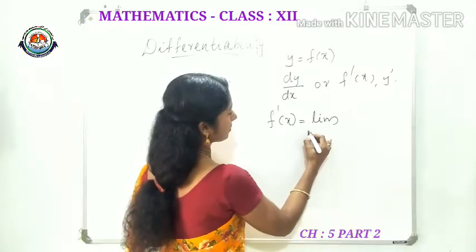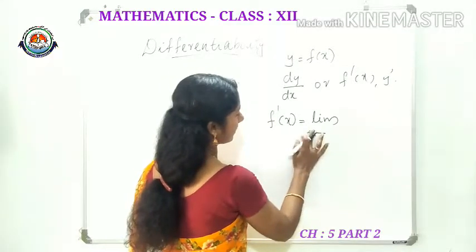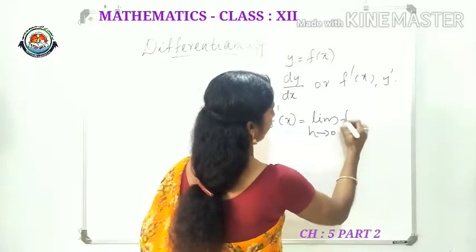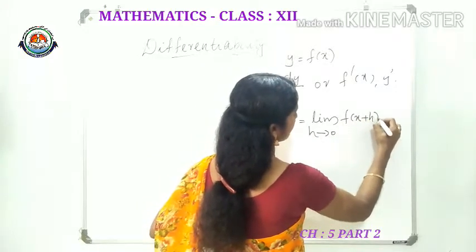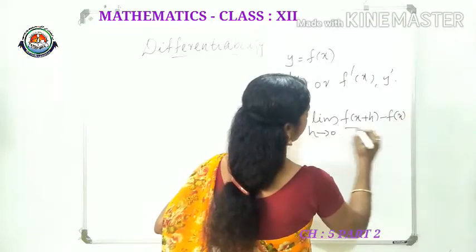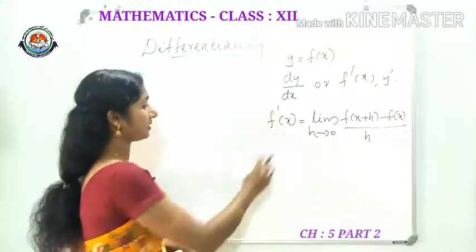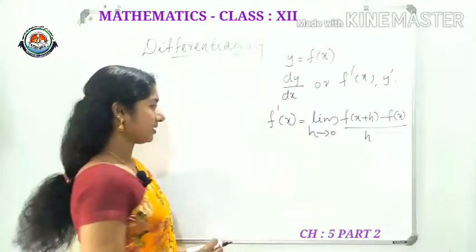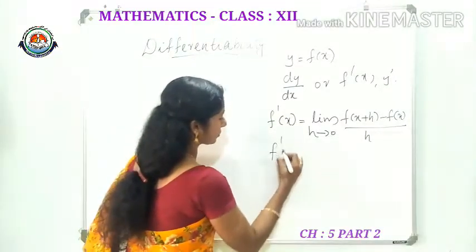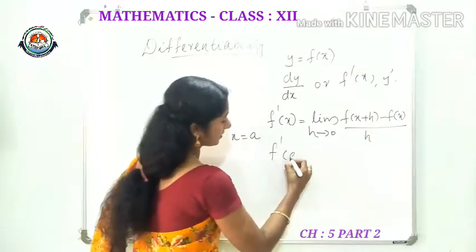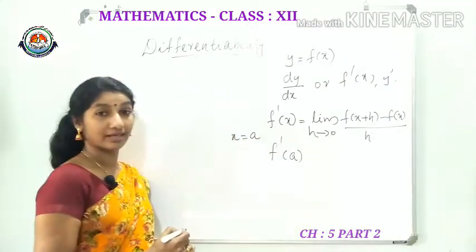f dash of x equal to limit h tends to 0, f of x plus h minus f of x divided by h. That means derivative at any point. And derivative at x equal to a. Suppose we are taking a point at x equal to a. What is derivative at x equal to a?